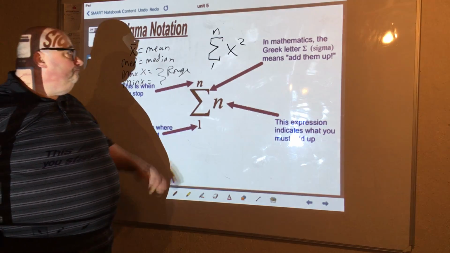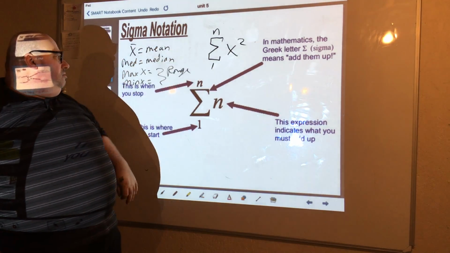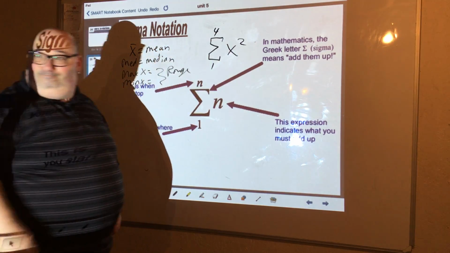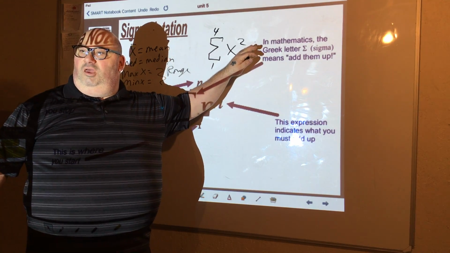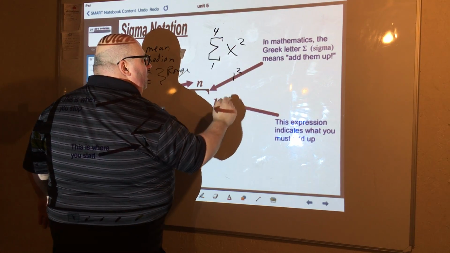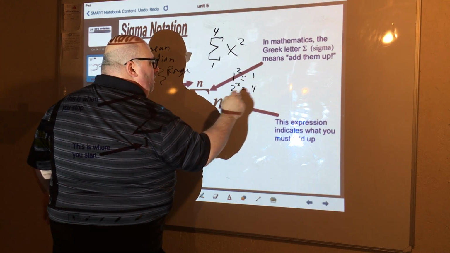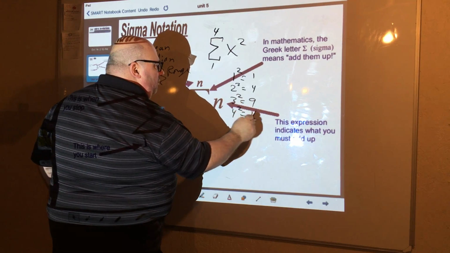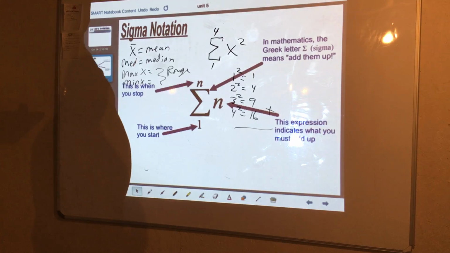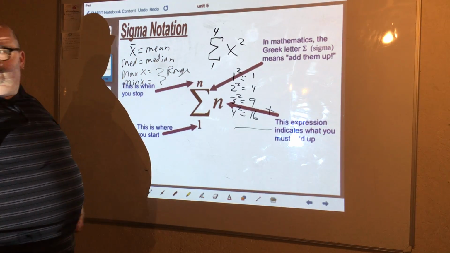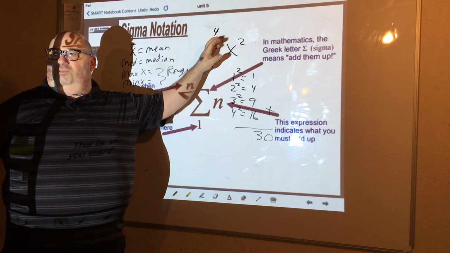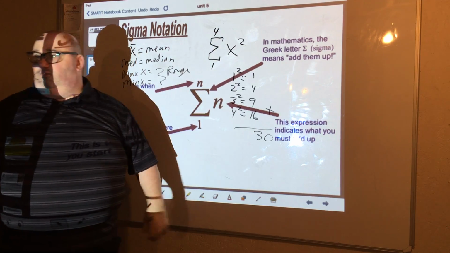So what this means is that it wants you to use the numbers starting at 1 and let's say ending at 4 in the expression x squared, and then add them up. Starting with 1, what is 1 squared? 1. And 2 squared? 4. And 3 squared? 9. And 4 squared? 16. And what is 1 plus 4 plus 9 plus 16? You got a calculator? Figure it out. 30. So sigma x squared, starting at 1, ending at 4, equals 30.